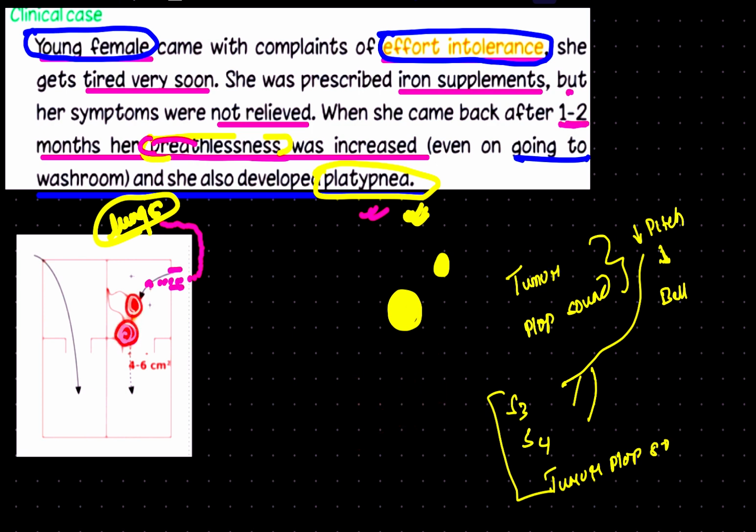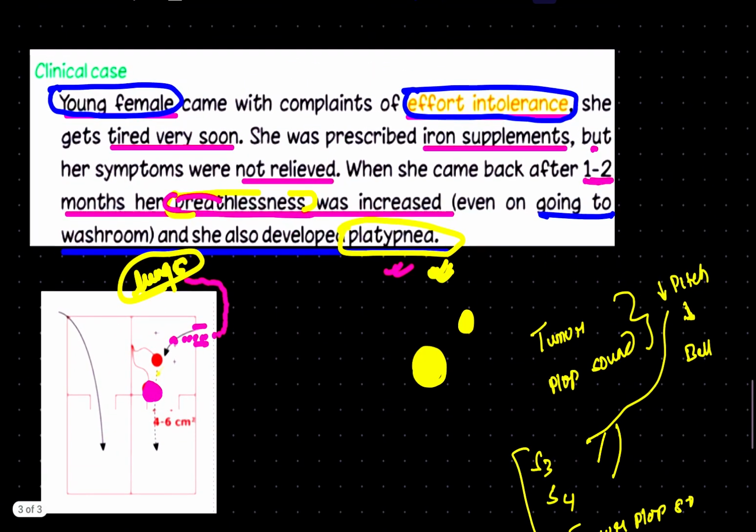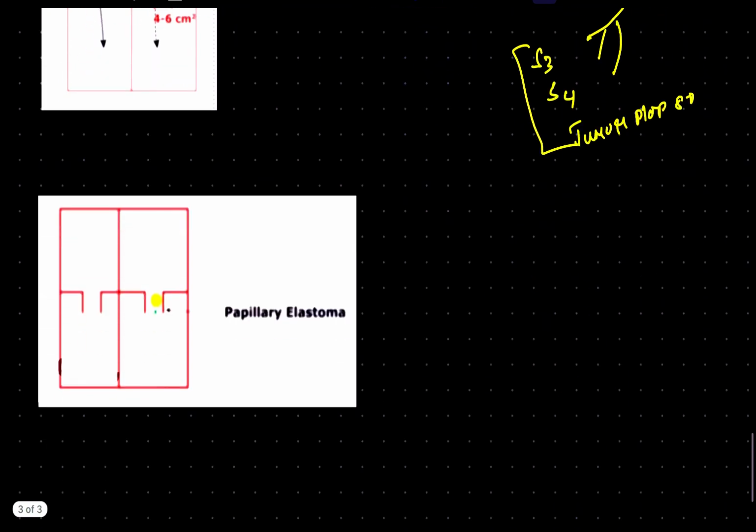Now how are we going to treat this condition? We are going to treat it by resecting it. Surgical resection is done for treatment. That's all. Prognosis is good if it is resected early. Now what can be other differential diagnoses of this condition?